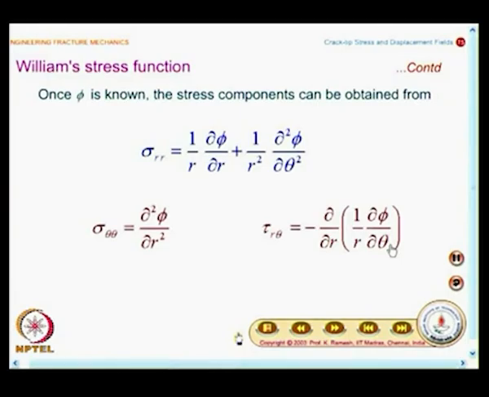In fact, I would like you to try out at least sigma theta theta. You have the function phi. You do not take many terms, just take the first term and you will only worry about C11. You have the Airy stress function given. For C11, you find out sigma theta theta, that is the simplest one to find out.